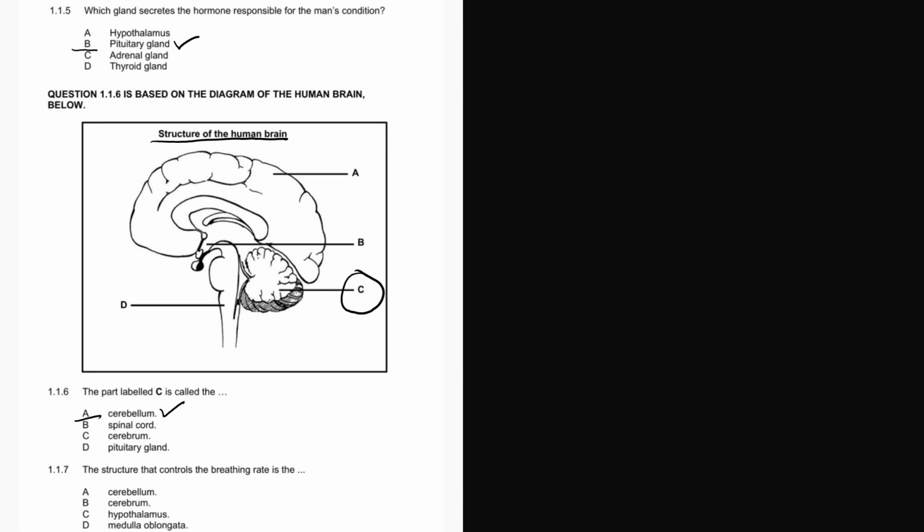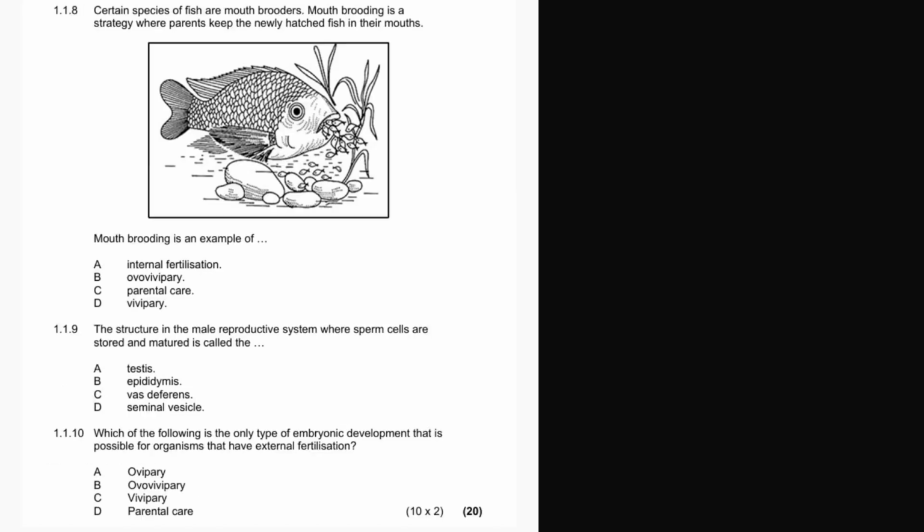Therefore, now 1.1.7, the structure that controls the breathing rate, this is obvious. It is what we call medulla oblongata. Therefore, now option D, it is the correct option. Medulla oblongata controls the breathing rate. And then part C, 1.1.6, it is what we call a cerebellum. Now, let's go to 1.1.8.